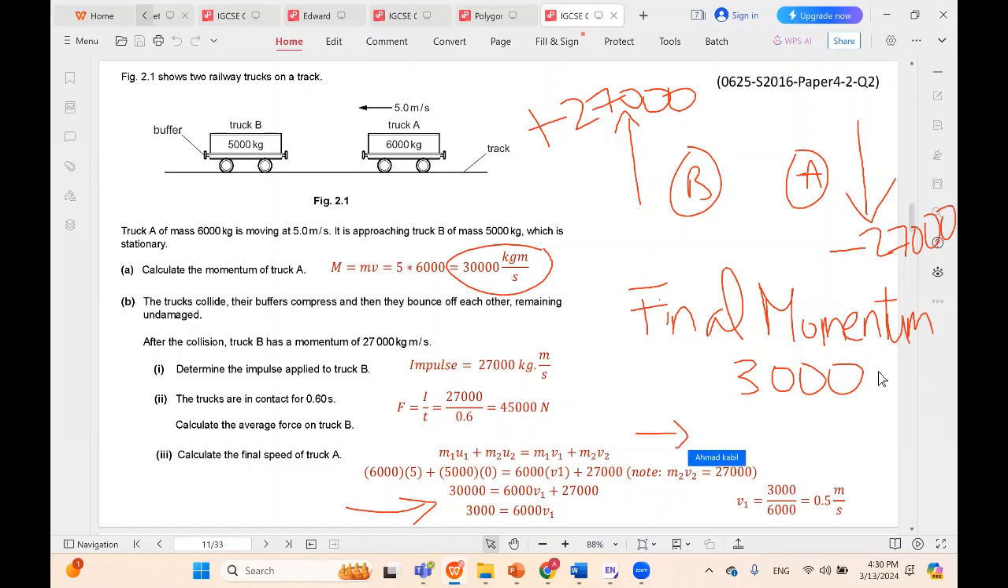And this is equal to mv. So if we divide 3,000 by the mass, v gets 3,000 divided by the mass of A, which is 6,000. And then if we divide those, we get 0.5. And this is the correct final answer. So the way I explained on the screen was more conceptual, less systematic.